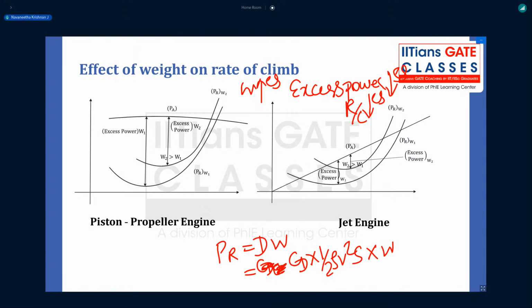When we start from scratch, how this graph is plotted will itself tell you. How this graph is plotted, we will understand from the first basic class. Okay. Any doubt, Ravi?